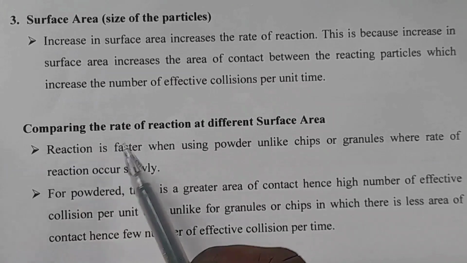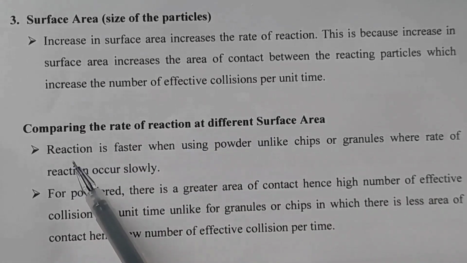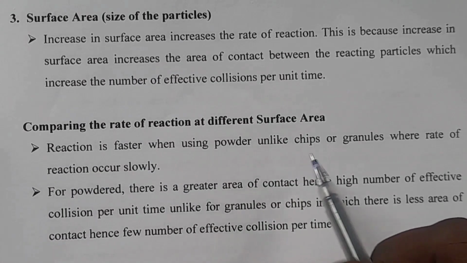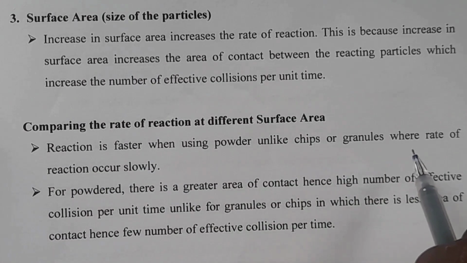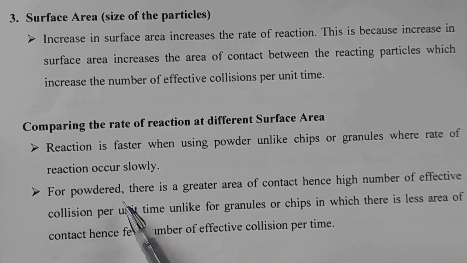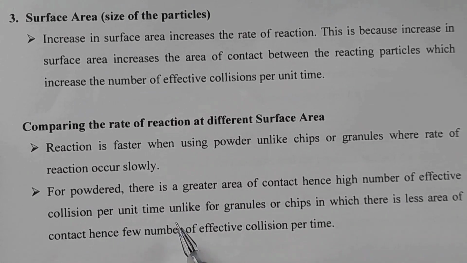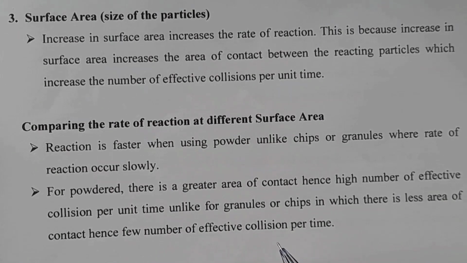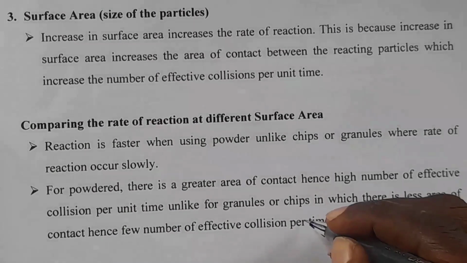So comparing the rate of reaction at different surface areas, we are saying the reaction is faster when using powder, unlike chips or granules, where the rate of reaction occurs slowly. For powder, there is a greater area of contact, hence a high number of effective collisions per unit time, unlike granules or chips, in which there is less area of contact, hence a few effective or successful collisions per unit time.